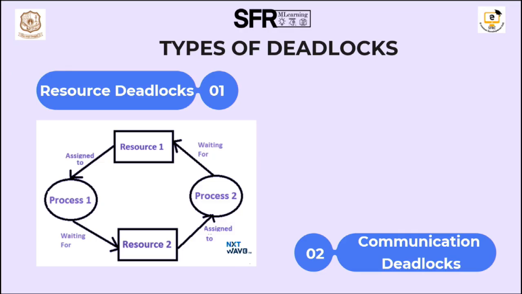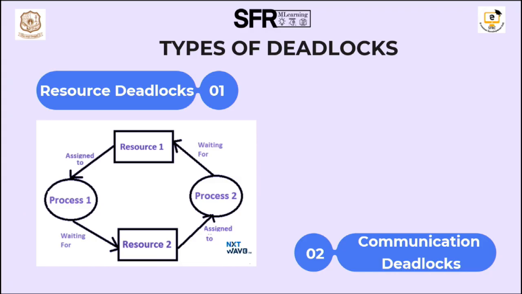In this, resource 1 is assigned to process 1. Now process 1 needs resource 2, so it is waiting for resource 2. But resource 2 is assigned to process 2, so process 2 now needs resource 1. It creates a cycle. This is called a circular wait. So this is the main reason for deadlock.